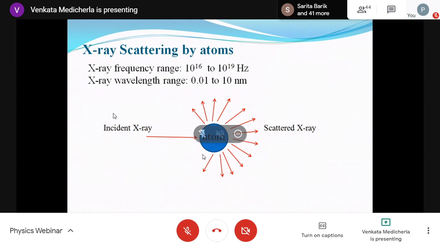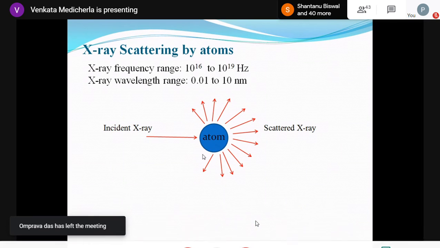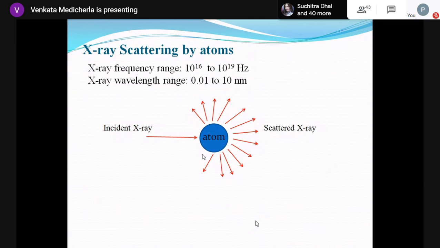What is the source now? Each atom is a source. Forget about the incident X-ray. Each atom acts like a source, sending spherically symmetric waves in all directions. Okay. And these waves are going out, and what will happen?